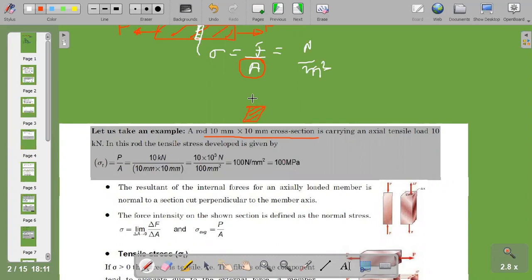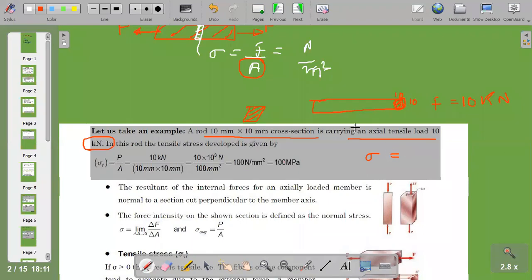आ जाएगा. So a rod is there. This is the rod, and its cross sectional area is given. This is the cross sectional area. ठीक है? This is 10 by 10. It is carrying an axial tensile load of 10 kilonewton. Means load force is given as 10 kilonewton. Find the stress sigma.